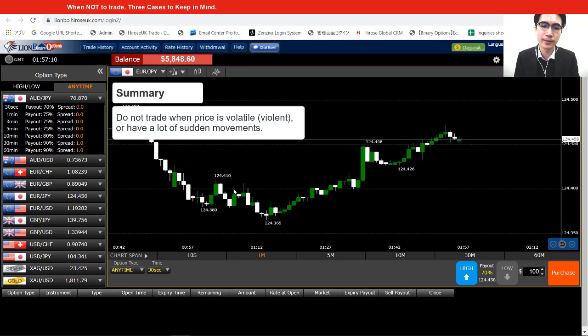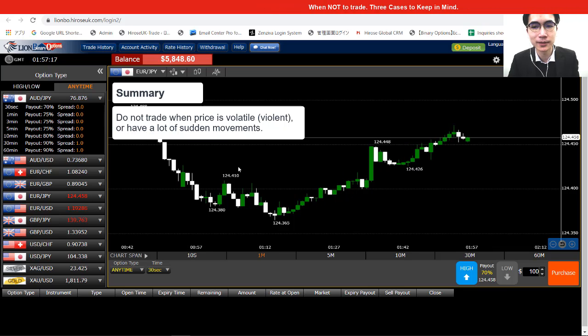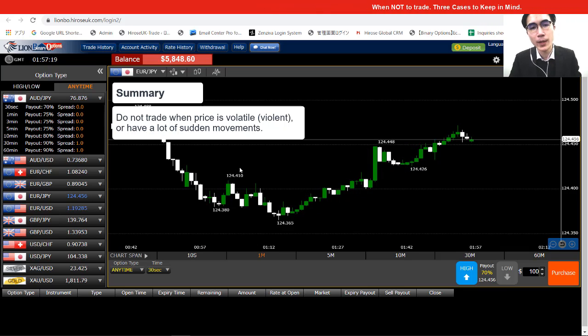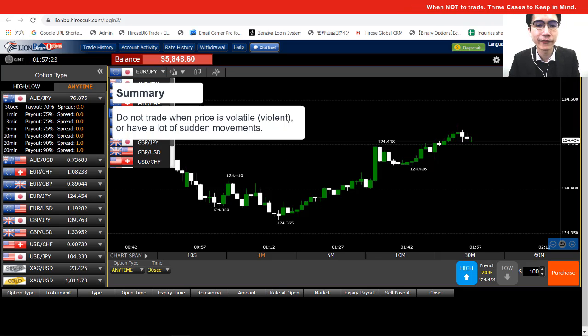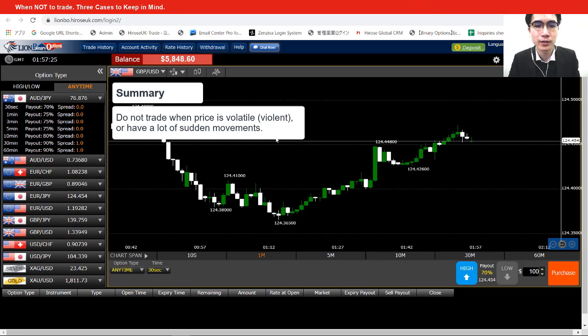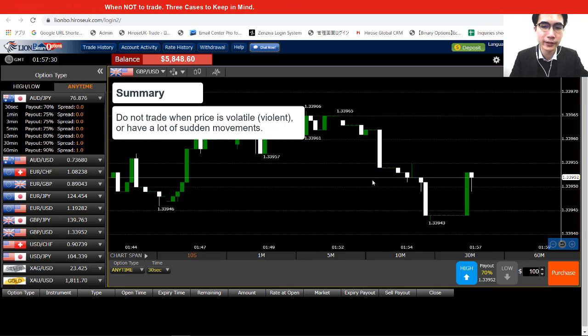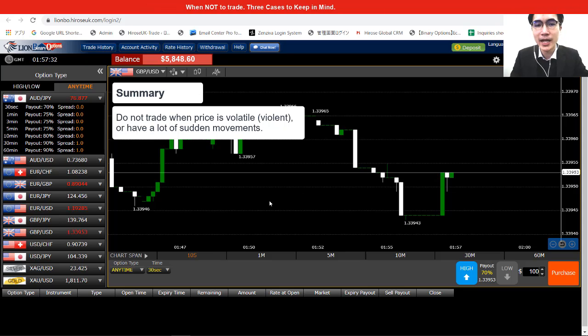Just to put it in simpler terms, if you see a lot of sudden movement, that is not a good timing for you to enter the market. So keep that in mind when to enter the market and when not to enter the market. That's the thing for you to keep in mind when you first log into the platform. You just need to browse on different currency pairs and compare which one you should trade with and which one you should avoid.